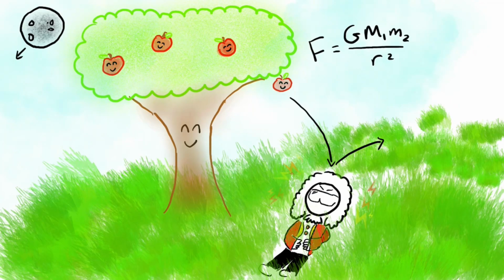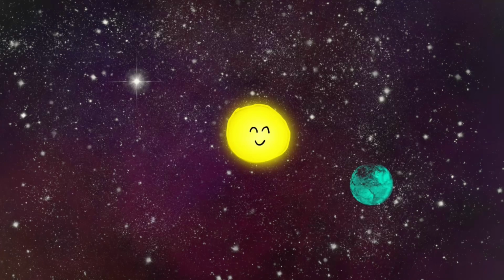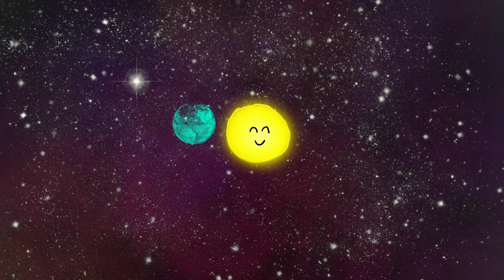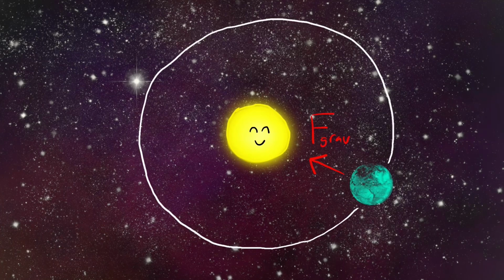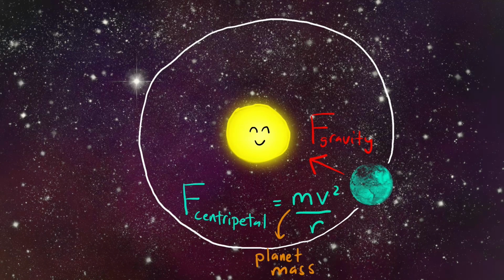What's rarely taught is where this formula for gravity comes from. How did Newton go from an apple falling to this equation? Let's first look at Earth's orbit around the Sun. The Earth orbits the Sun in a circle with a constant orbital speed. Any force that causes things to have circular orbits is called a centripetal force, which is given by this formula.